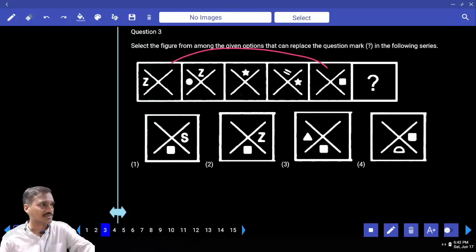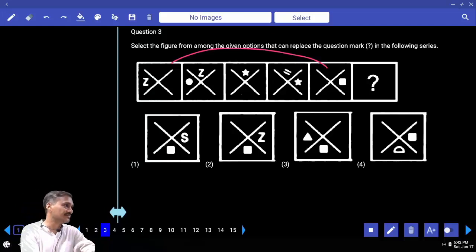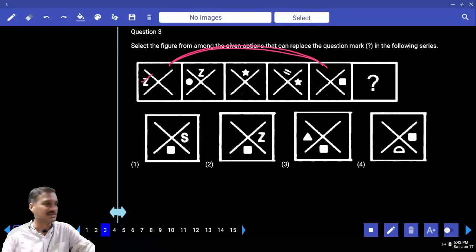If in some other cases you are not able to find out the logic, then compare the first and the fifth. The only difference is Z is on the left hand side, and here this square is at the right hand side. Next time, Z must be shifted to the next place, and the square must be shifted to the next place.